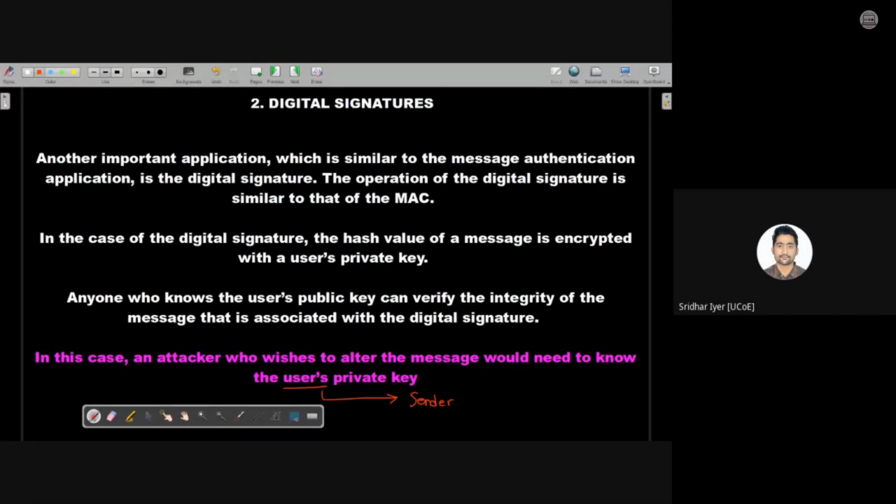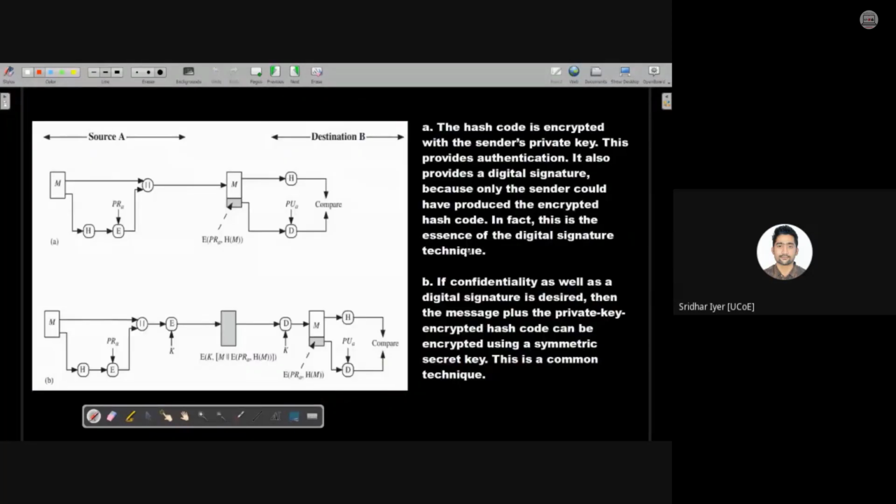Okay, fine. So let us understand two scenarios where digital signatures come into picture. Scenario number A and scenario number B. These are the two scenarios. The first scenario: just have a look at this diagram and then try to explain what exactly is happening.